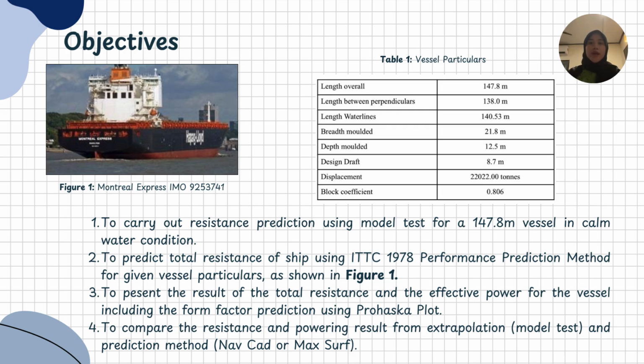Next is objective. First, to carry out resistance prediction using model test for a 147.80 meter vessel in calm water condition. Second, to predict total resistance of the ship using the ITTC 1978 performance prediction method for given vessel particulars as shown in figure 1. Third, to present the result of the total resistance and the effective power for the vessel, including the form factor prediction using Prohaska plot. Fourth, to compare the resistance and powering result from extrapolation, model test and prediction method, NAVCAD or Maxsurf.